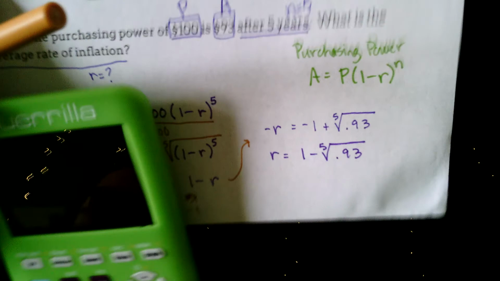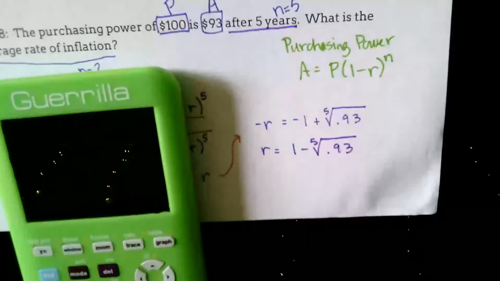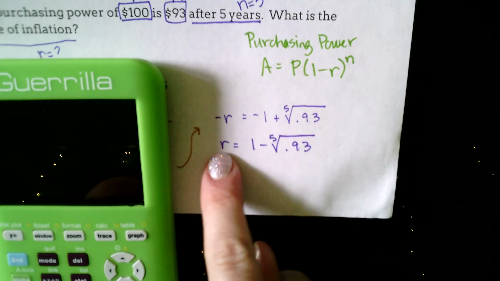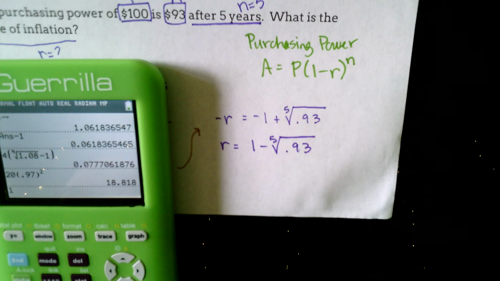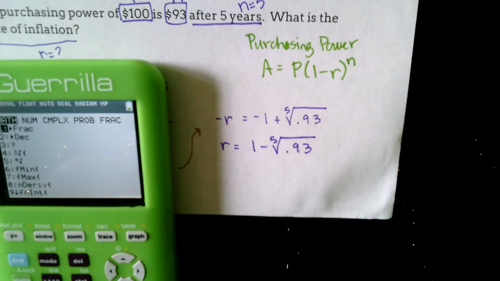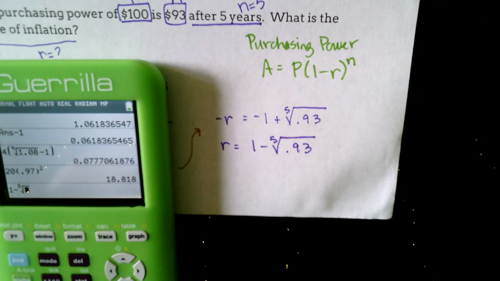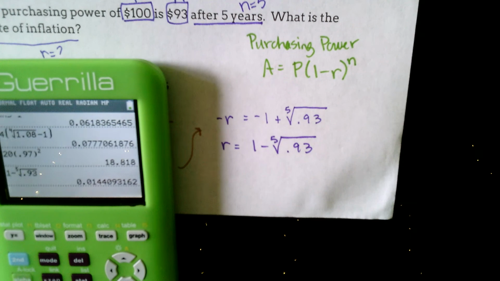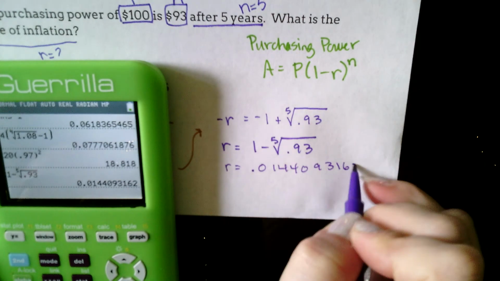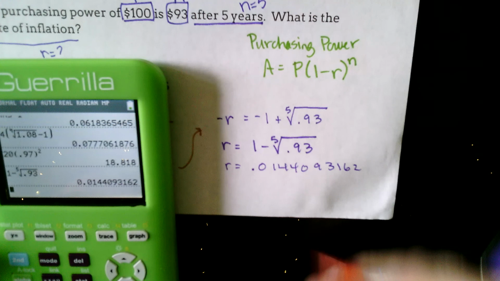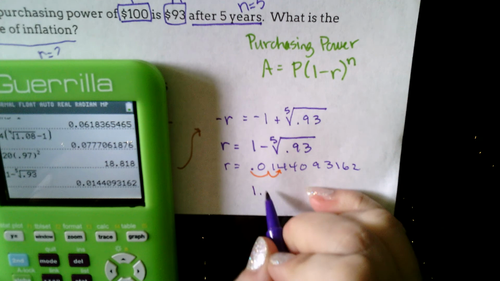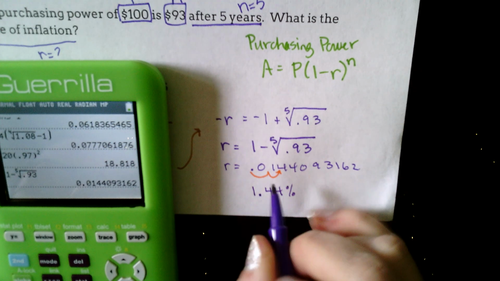So we just talked about how to find the fourth root, and we're going to do the fifth root the exact same way, except we're going to use 5 math 5 instead of 4 math 5. So to do this in my calculator, I'm going to have 1 minus, I have to do 5 math, and then choice 5 is the fifth root, or the xth root. So 5 root of 0.93, and we get R equals 0.01440936162. Again, we need to turn that into a percent. So go 2 decimal places to the right. And our average rate of inflation was 1.44% over that 5-year time period.